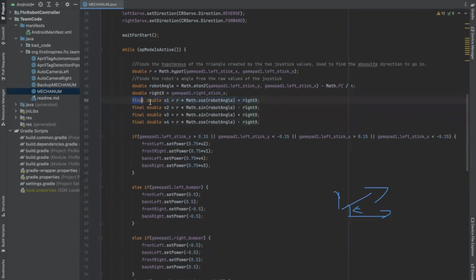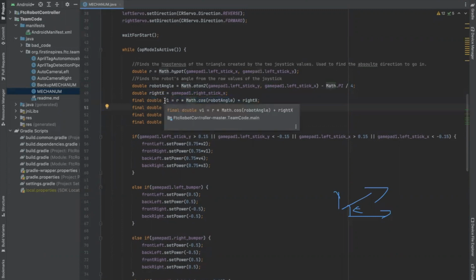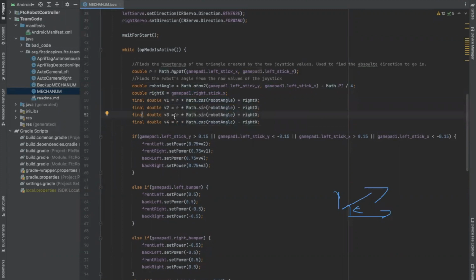here we go. We're going to start defining what power to give to each of those motors, because yes, we know what direction we want to go in, but we really need to know what to tell our motors to go in those directions. So V1, 2, 3, 4 are different motor directions. R here is the hypotenuse that we calculated earlier. You can think of this as the magnitude of the vector, the absolute value of the vector, which is really how strong we are pushing this joystick: all the way forward, all the way backward, or just a little bit forward? That's what these magnitudes are.